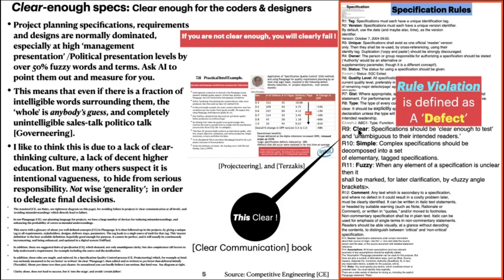Here's an example. And here, it doesn't just say it should be clear. It says specification should be clear enough to test and unambiguous to their intended readers. So that one sentence has several qualifications. What does it mean to be clear? But if you aren't that clear, that's a defect. Okay, if you violate any of these 20 or so rules, you have a defect, and at Intel, they don't like this stuff.